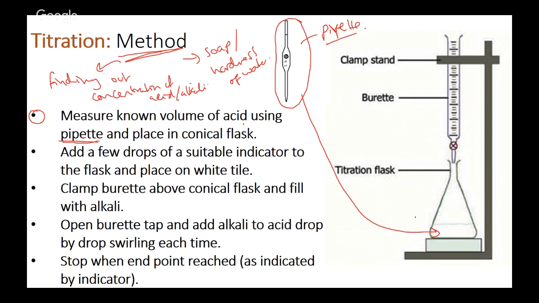Then you need to add a few drops of indicator into your acid as well and place it on a white tile. You need a white tile because that will help you clearly see the colour change from the indicator.